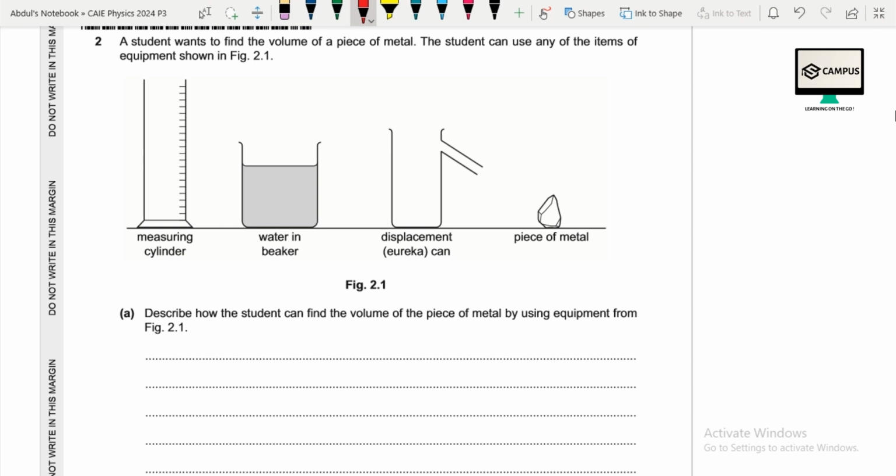All right, so we have a measuring cylinder, some quantity of water in a beaker, and then we have a displacement can, and then the metal with an unknown volume. All right. It's pretty simple. We have attempted several times during our lab sessions. First, we would pour water in the measuring cylinder.